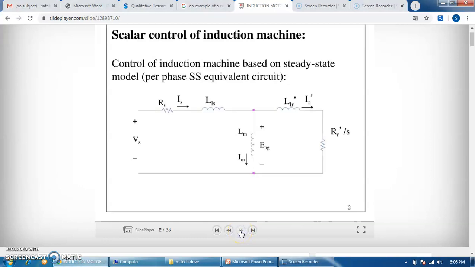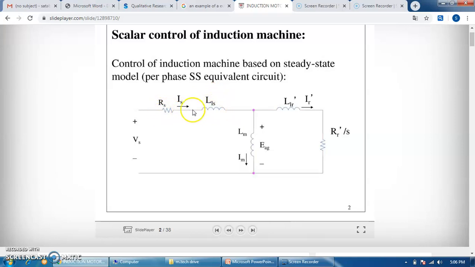Now, studying scalar control is basically based on the steady state model, which I have discussed in class. To study that, we have to go through the basic equivalent circuit of an induction motor. As we are studying it in steady state condition, here Rs is the resistance and L is the inductance.